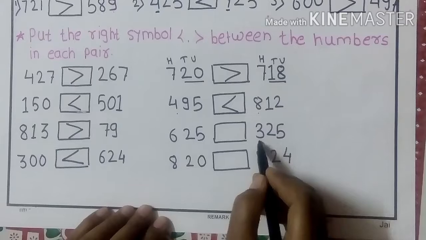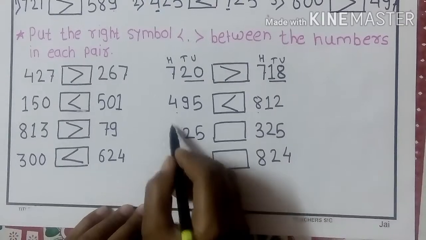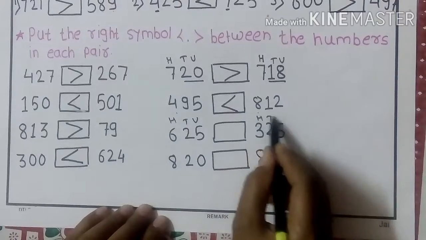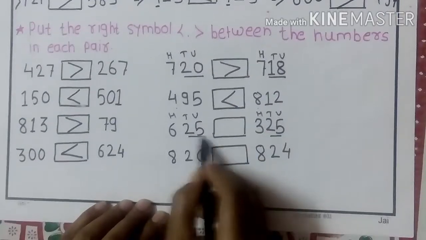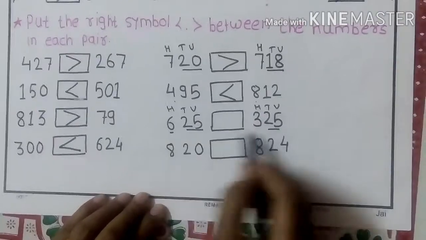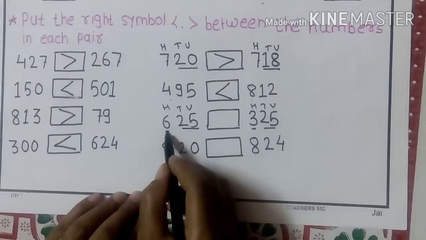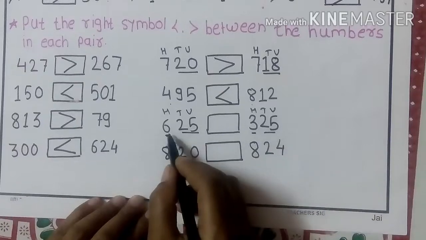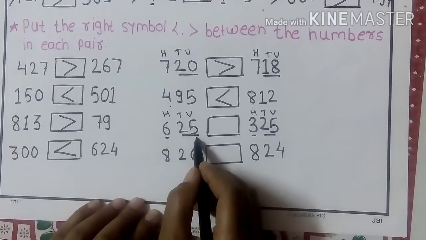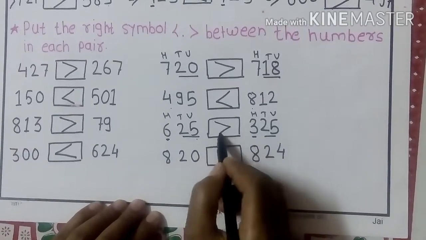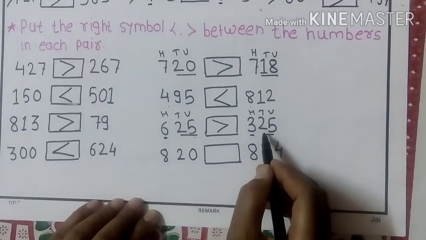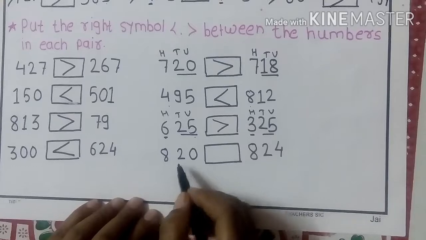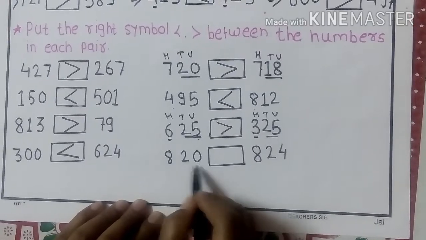Now next example, 625 and 325. Here the tens and units places are both the same but in the hundreds place here is 6 and here is 3. 6 is bigger than 3. Therefore, 625 is bigger than 325.